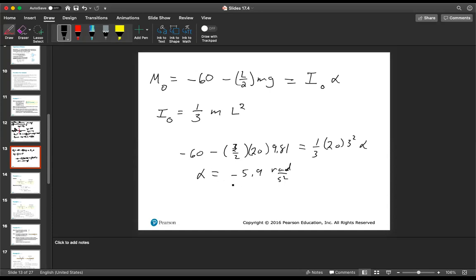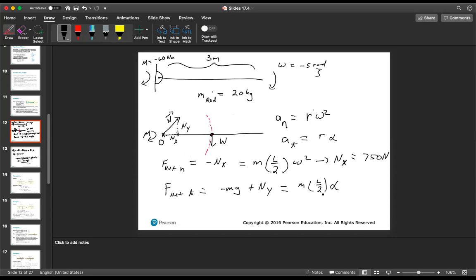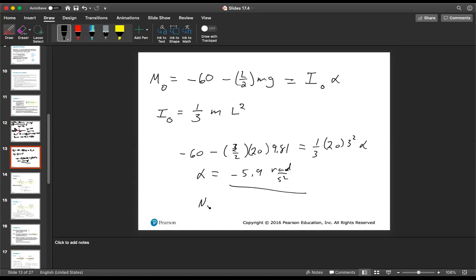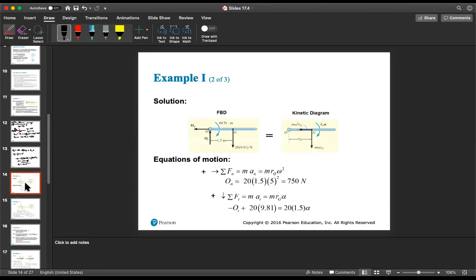Now, once you have this number, we can back substitute into here and solve for the normal force in the y direction. And when you do that, you simply get 19.2 newtons. Let's compare that with the book's answers. They pretty much do the same thing. They just label things a little differently. They maybe handle some minus signs a little differently, but in the end, it comes out the same.